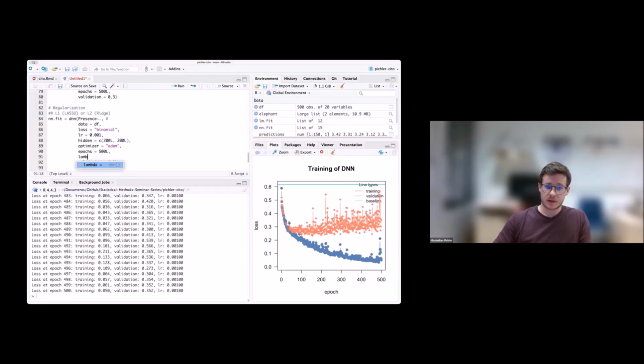We have this lambda parameter here, which is the strength of the regularization. And then we have alpha, which is the mixture of L1 and L2. For example, 80% here means 80% L1 and 20% L2. So this is similar to GLMNet. If I turn it to 1, we have only L1, and if we have 0, we have only L2. Okay, we can run our model again.